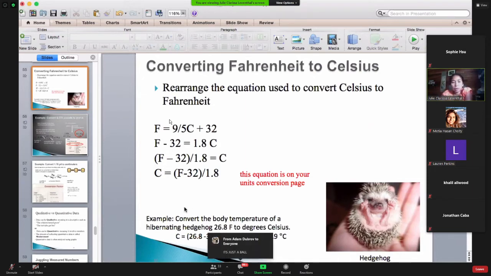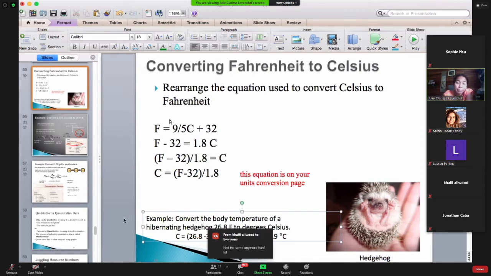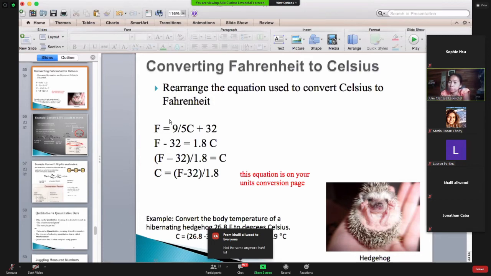So this is your conversion factors. So here we did this. This is going to be given to you. So convert the body temperature of a hibernating hedgehog. So they hibernate. Is 26.8 freezing temp or no? What's freezing temperatures? Below 0 Celsius or 32 Fahrenheit. Very good. So they can survive. Yeah, below 0. Which one is smaller, 32 or 26.8?